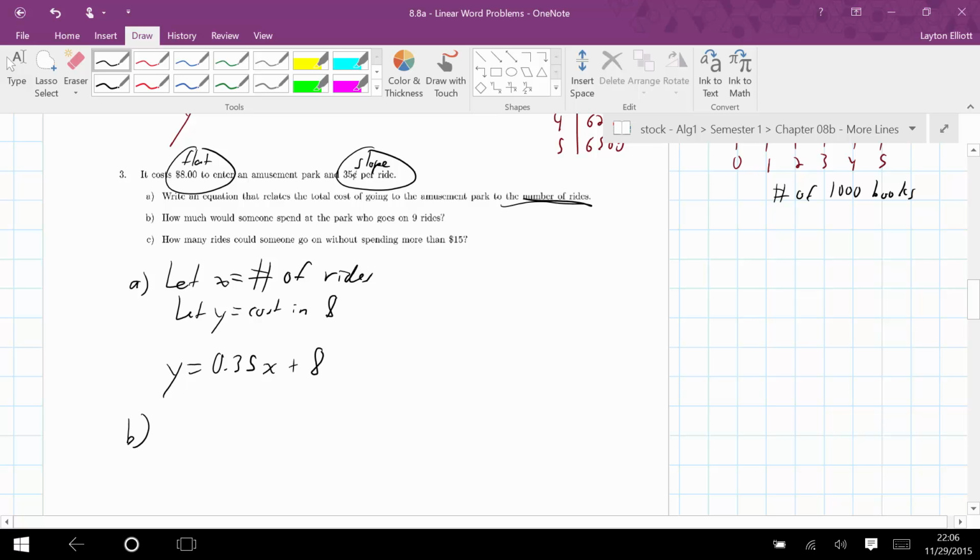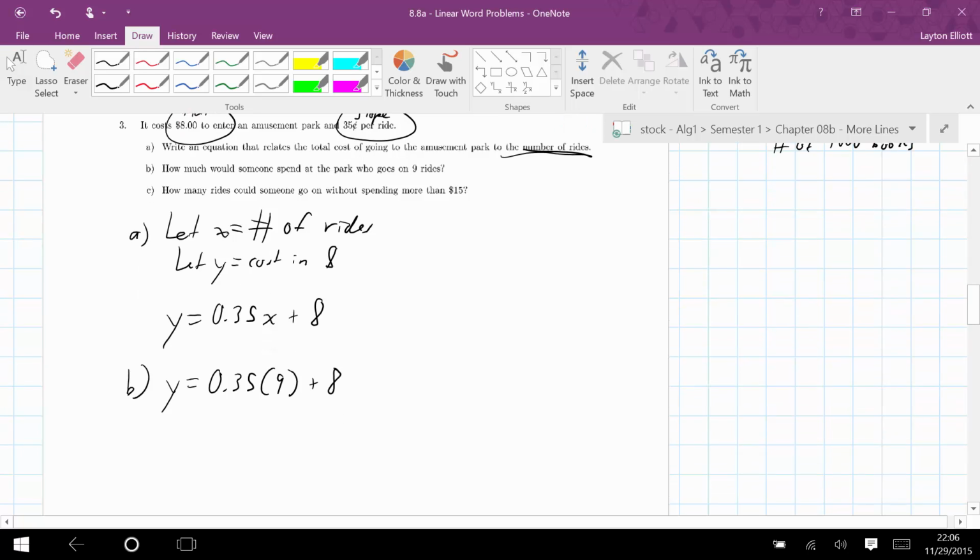Then the next question says, how much would someone spend at the park who goes on 9 rides? So x is the number of rides. I'm just going to substitute 9 in. Then I'm going to do 9 times 0.35. We can do that really quickly over here. So that's 3.15 plus 8, and that's 11.15. So you'd spend $11.15 to go on 9 rides.